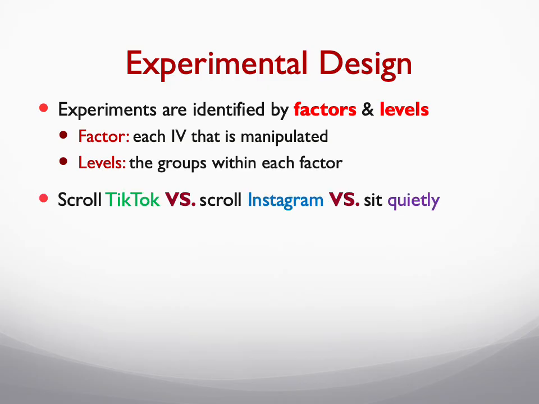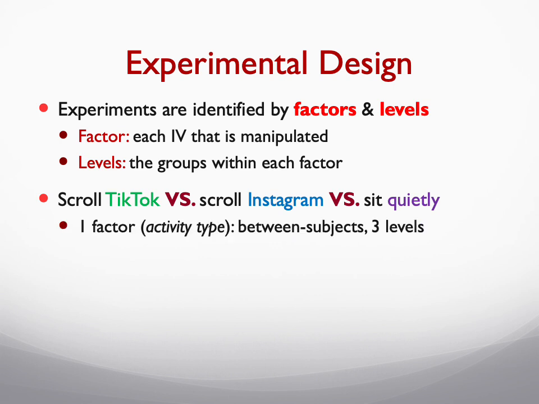So the example we've been working with so far is that I might have a group that scrolls TikTok, compare them to a group that scrolls Instagram, compare them to a group that sits quietly. In this case, I have just one factor, the activity that they engaged in. This is between subjects because they've each only done one of these activities. And it has 3 levels because there's 3 different activities that they could have participated in. So 1 factor between subjects with 3 levels.